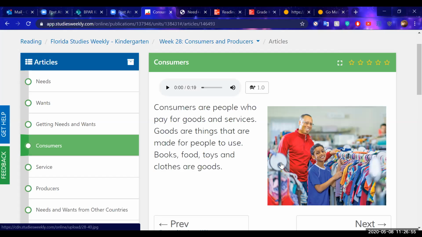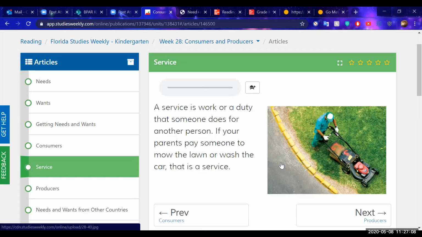Can you think of any examples of a good? Books, food, toys, and clothes are all goods. So when a person pays for a good, they become a consumer.